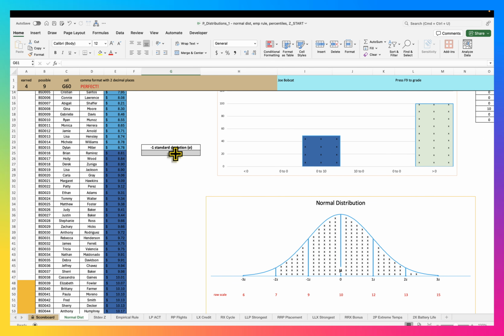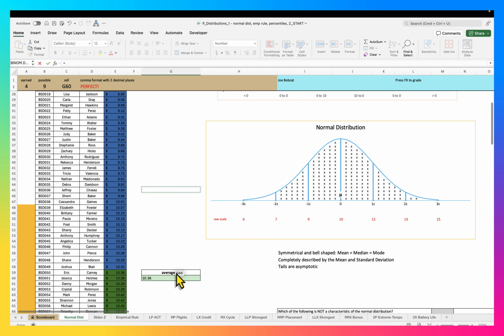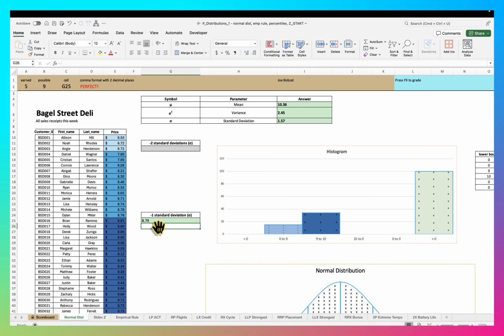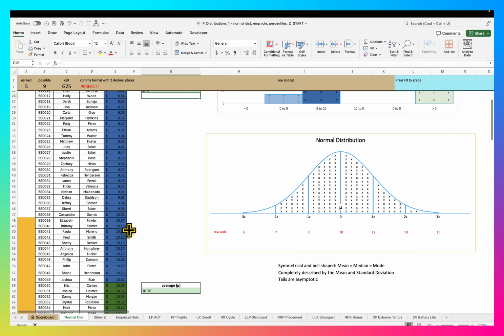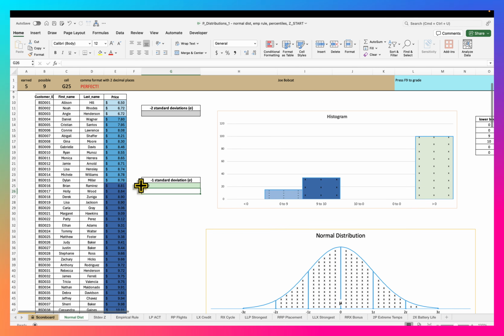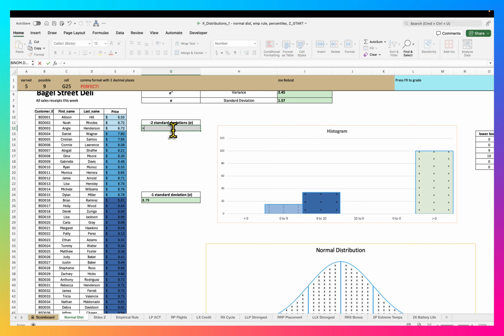So let's go one standard deviation down. So we'll take the mean and subtract off the value of the standard deviation. So 8.79. And as you can see, that falls right here at our color change. So in other words, all these values are within one standard deviation of the mean. And now between here and here is going to be two standard deviations. So let's see what the next value would be.